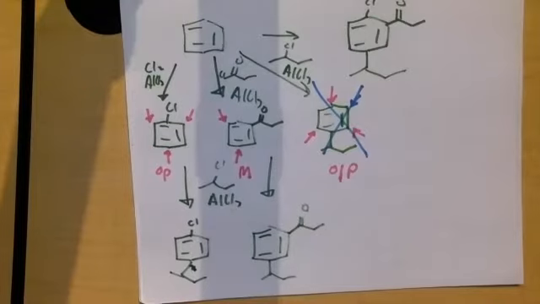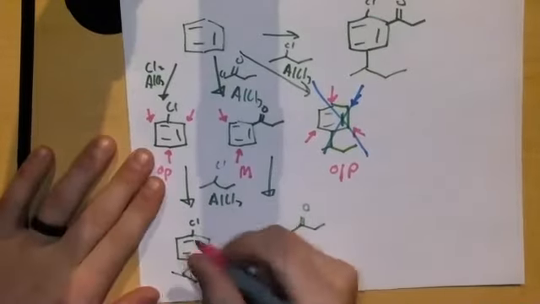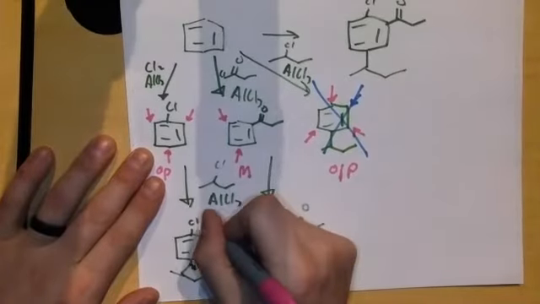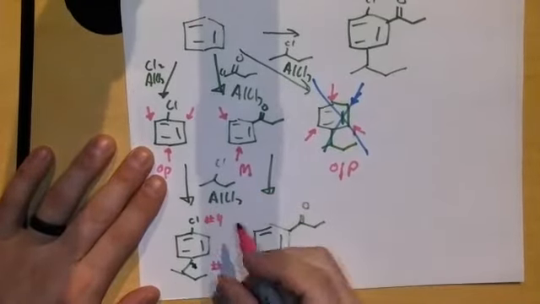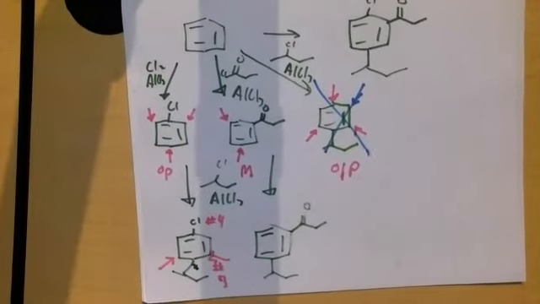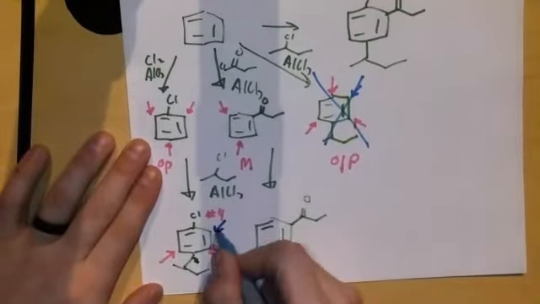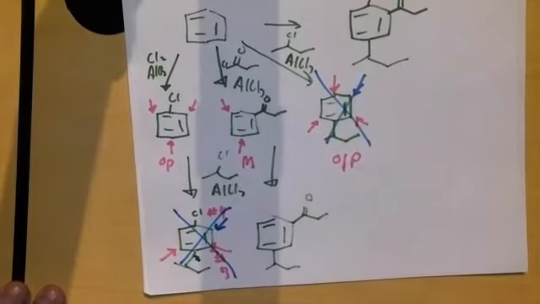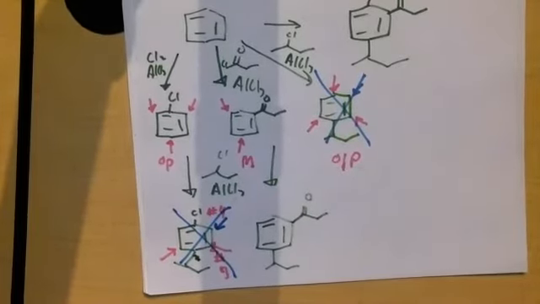Now for this first one, we have the same problem as we did above. This is group 3. This is a group 4. So it's going to be ortho-para to this group 3, which again is not the positions we want to add to. We want to add to this meta. So this one isn't going to work again. And we're left with just this one here.